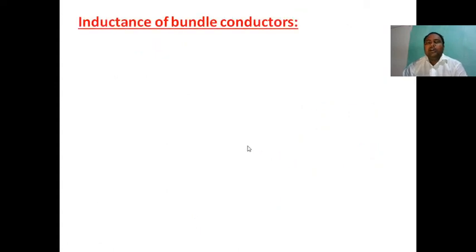So now we calculate the inductance of bundled conductors. Everyone knows what a bundle conductor is; we already discussed it in the introduction class. A bundle conductor is also a conductor, used for very high voltage, meaning extra high voltage. Extra high voltage means voltage up to or beyond 220 kV, where we use bundle conductors.